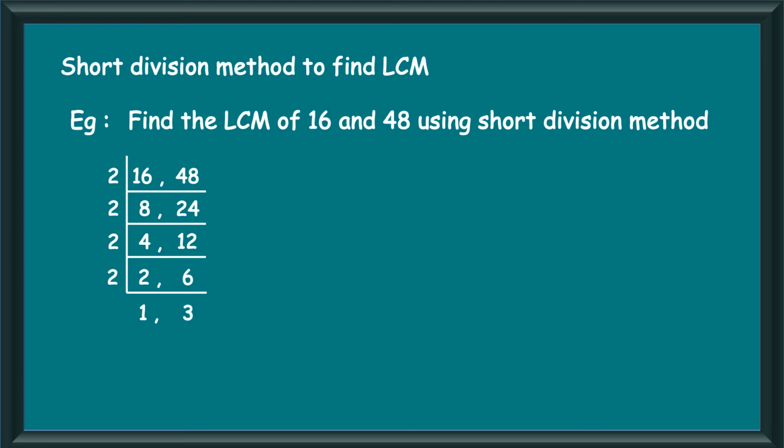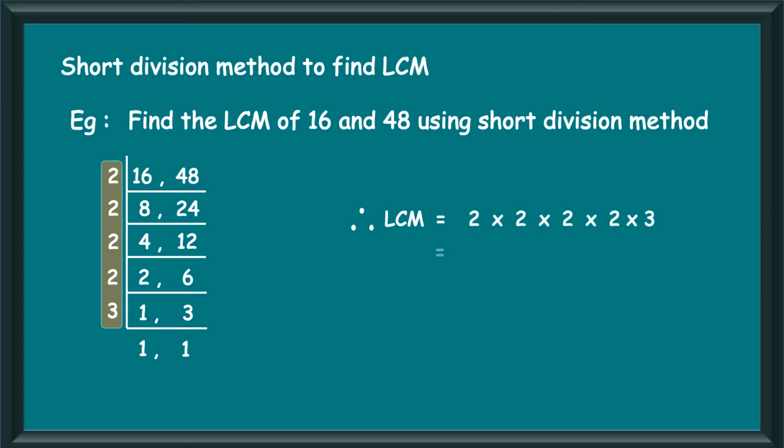Now you can see that one of the quotients has already become 1, but we are left with 3, which is divisible by 3 itself. We divide 3 by 3 to get the quotient 1. Now that both the quotients are 1, we can stop dividing. The LCM of 16 and 48 is the product of all the divisors. Therefore, LCM is equal to 2 into 2 into 2 into 2 into 3, which is equal to 48.